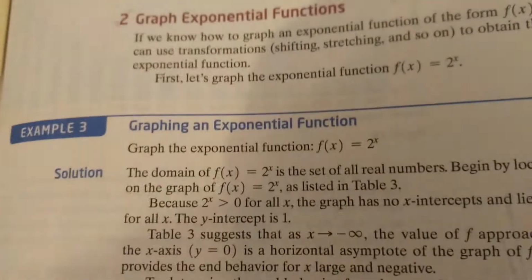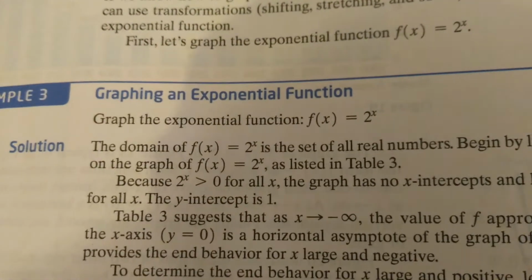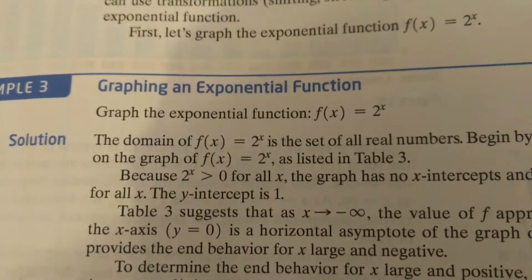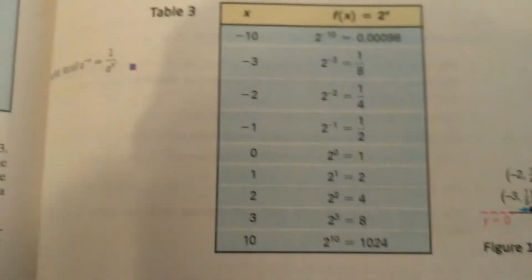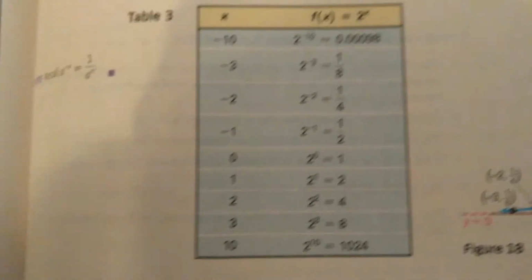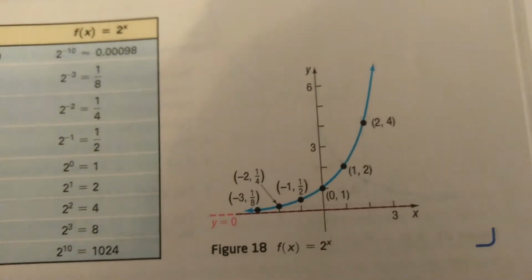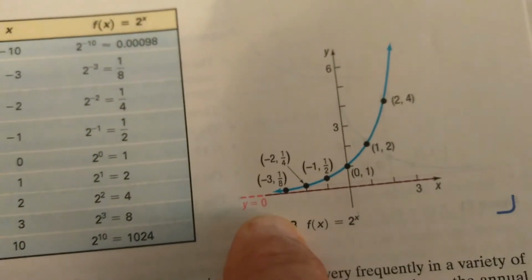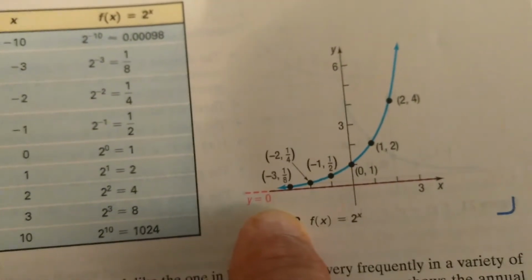Now, an exponential equation is where x is in the exponent's position, and there's some number that's a base. So this is f of x equals 2 to the x power, or y equals 2 to the x. If we did an input-output table, we'd get these values here. And if we graph those values, we get a curve that looks like this. And right here where it says y equals 0, in red, it's called an asymptote. We'll talk about asymptotes in chapter 5.